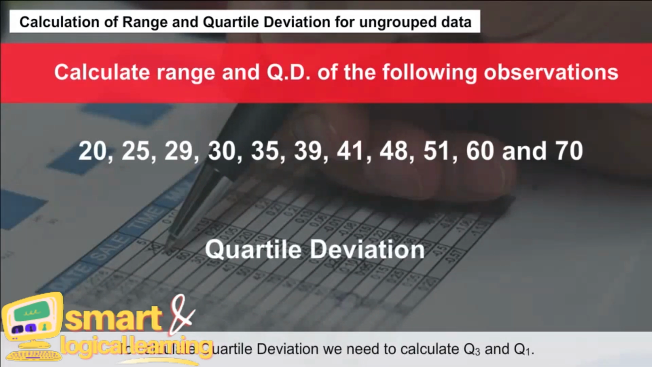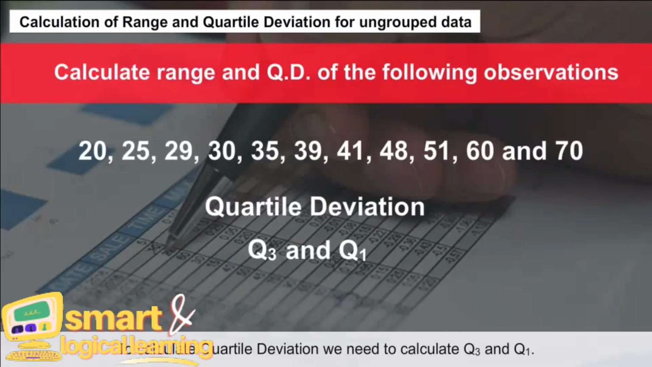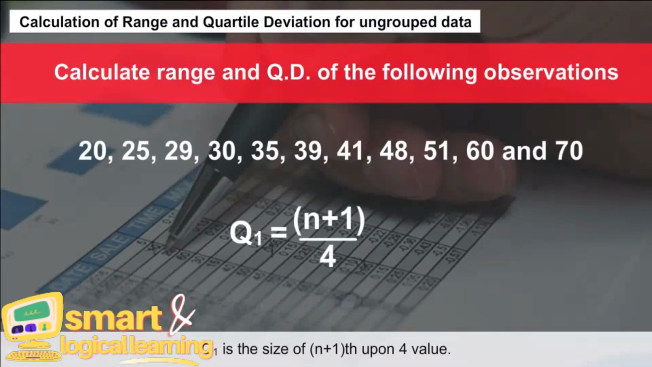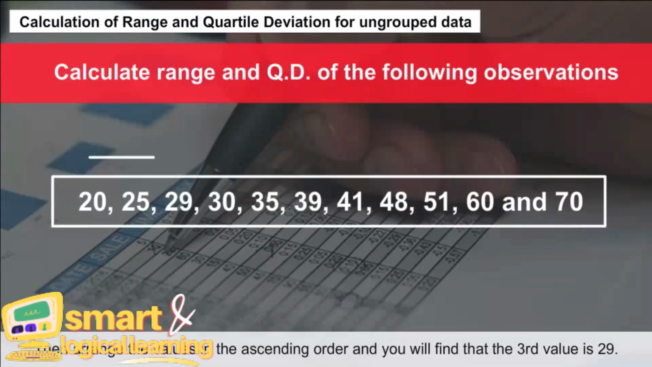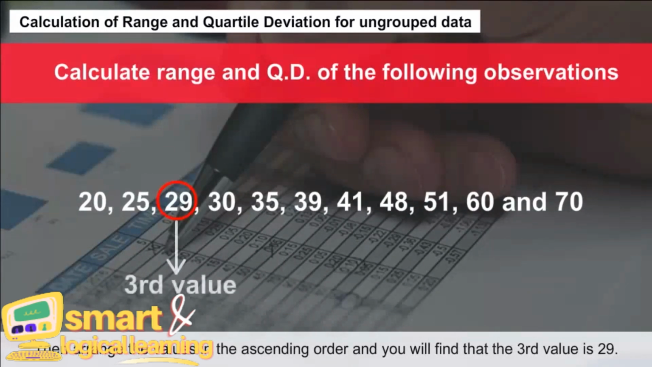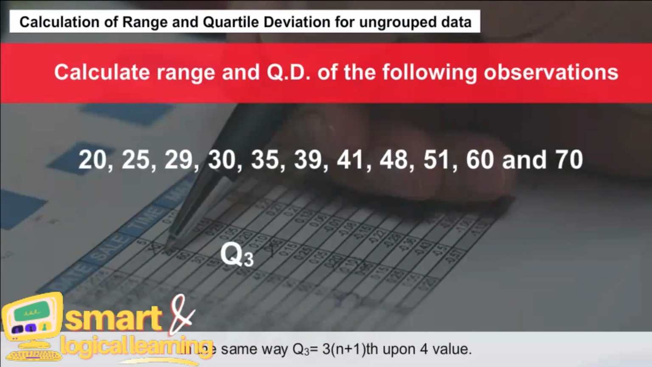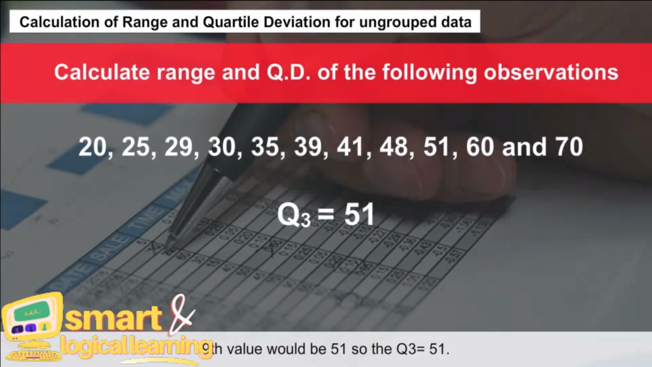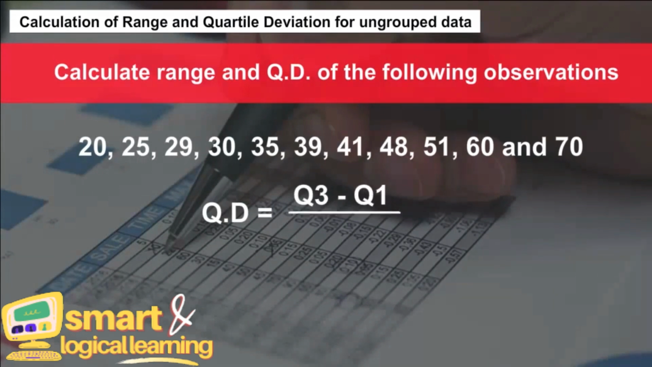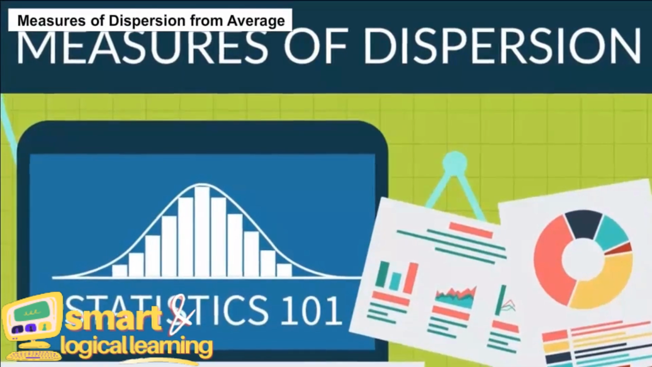To calculate quartile deviation, we need to calculate Q3 and Q1. Q1 is the size of (n plus 1)th upon 4 value. Here n is equal to 11. So, the Q1 would be the size of the third value. Arrange the values in ascending order and you will find that the third value is 29. In the same way, Q3 is equal to 3 times (n plus 1)th upon 4 value. Ninth value would be 51. So, the Q3 is equal to 51. QD is equal to (Q3 minus Q1) upon 2, which is equal to (51 minus 29) upon 2, which is equal to 11.